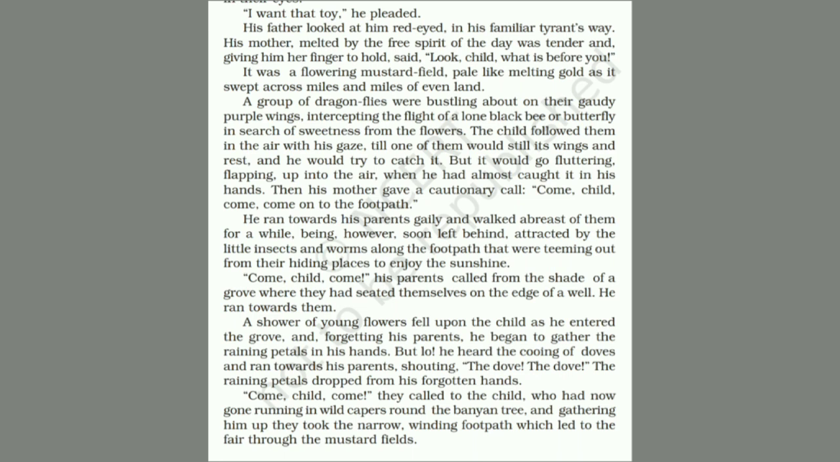It was a flowering mustard field. You can imagine the field, which is a mustard field, and it was yellow and yellow and yellow, because the color of mustard is yellow, and the field looks like melting gold. As its color is yellow, it looks like gold, the most precious metal. As it swept across miles and miles of even land. Swept across means what? Swept across means to move or spread quickly through an area.